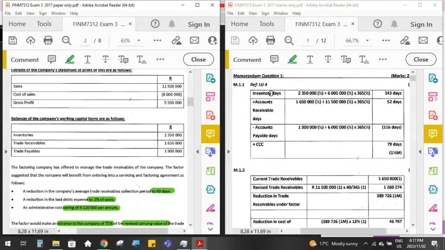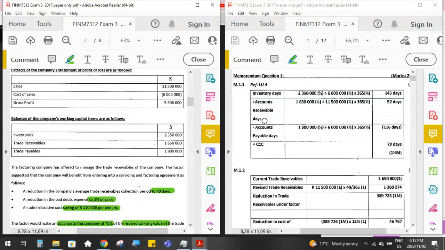So we add those two together, IRD plus ARD, and that gives us our operating cycle. Then if we subtract accounts payable days, that will give us our CCC. Accounts payable, we take our average trade payables as a percentage of also the cost of sales, so 1900 over the 6 million, and then multiply that factor by the 365 and we get 116 days. You must indicate in your answer that you have added those two and subtracted that figure.